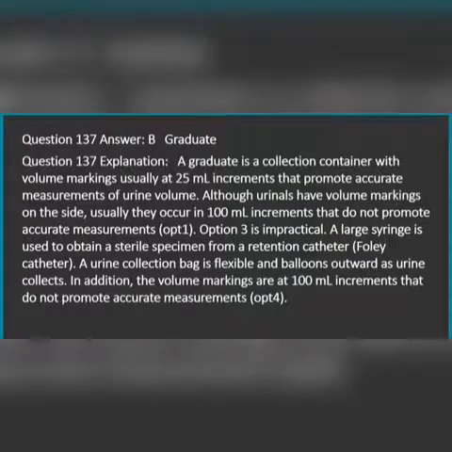Question 137. Explanation: a graduate is a collection container with volume markings, usually at 25 milliliter increments, that promote accurate measurements of urine volume. Although urinals have volume markings on the side, usually they occur in 100 milliliter increments that do not promote accurate measurements. Opt 1. Option 3 is impractical. A large syringe is used to obtain a sterile specimen from a retention catheter, Foley catheter. A urine collection bag is flexible and balloons outward as urine collects. In addition, the volume markings are at 100 milliliter increments that do not promote accurate measurements.